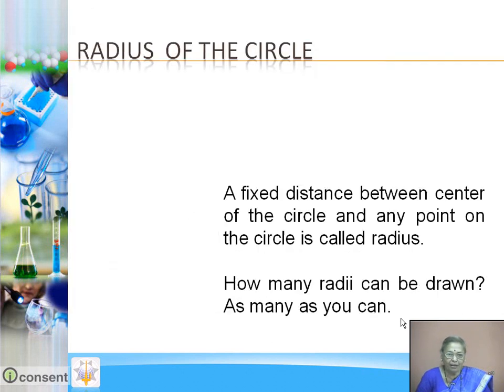Now look at this figure. There is a point in the center of the circle and any point on the circle forms a segment with point C. This segment is called radius of the circle.